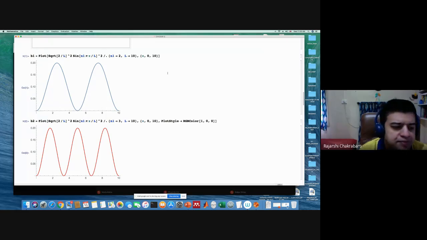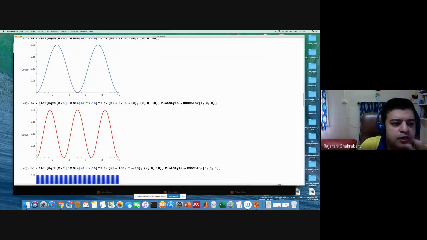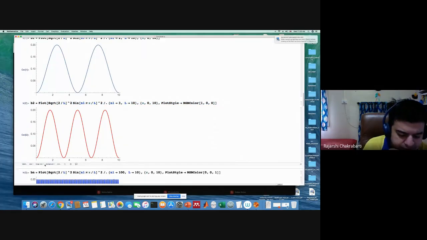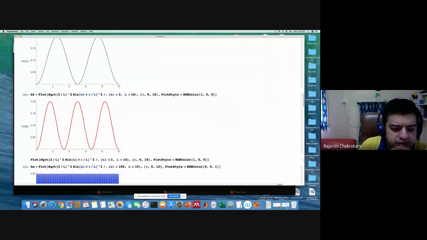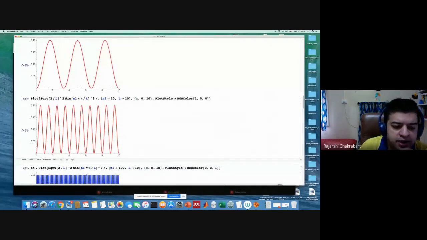Just revisiting the problem. If I go to higher, for example, n equals 3, it will be something like this, shown here. And if I go even higher, what do I expect? If I take n equal to say 10, then my profile would be something like this. How many nodes will be there? There will be 9 nodes, and it will be oscillatory like this.